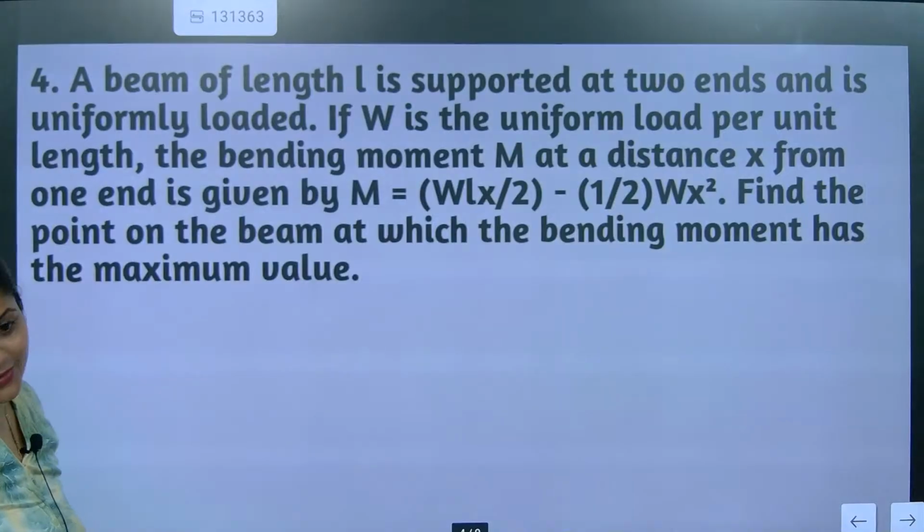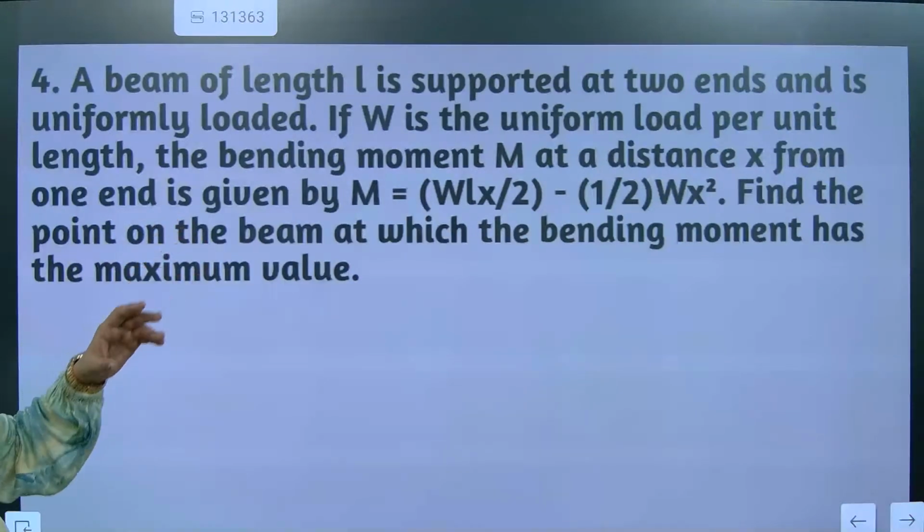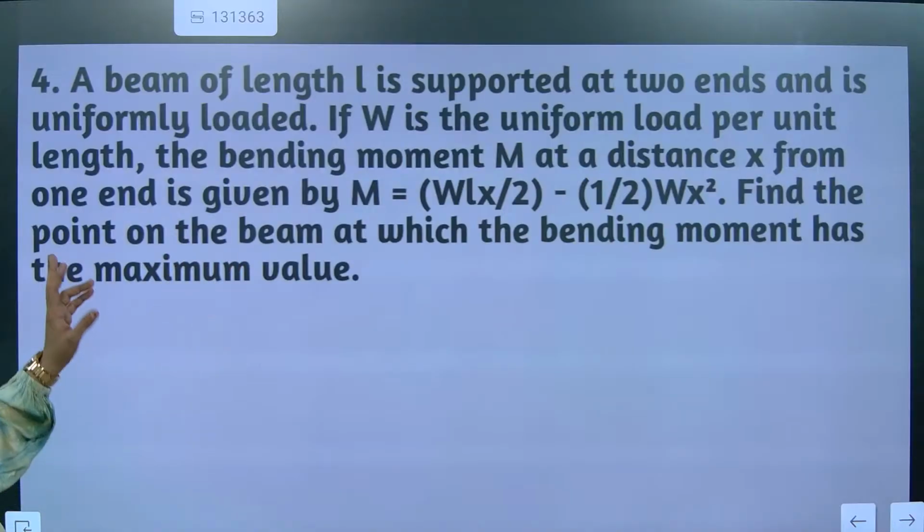Wow, this I have to read. A beam of length L is supported at two ends and is uniformly loaded. If W is the uniform load per unit length, the bending moment M at a distance x from one end is given by this. Oh, bending moment is given to you. Like this question only we will first solve. Find the point on the beam at which the bending moment has maximum value.